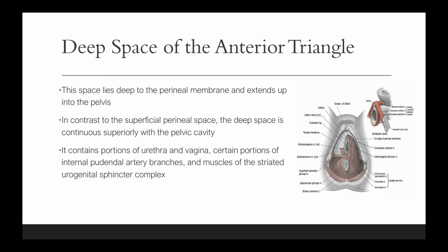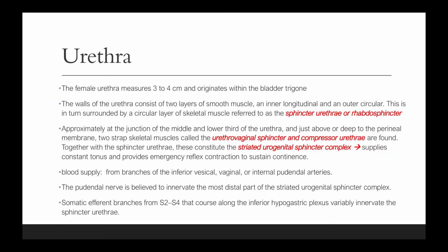Next, we have the deep space of the anterior triangle. Now, this space lies deep to the perineal membrane and extends up to the pelvis. In contrast to the superficial perineal space, the deep space is continuous superiorly with the pelvic cavity. It contains portions of the urethra, the vagina, and certain portions of the internal pudendal artery branches and muscles of the striated urogenital sphincter complex.